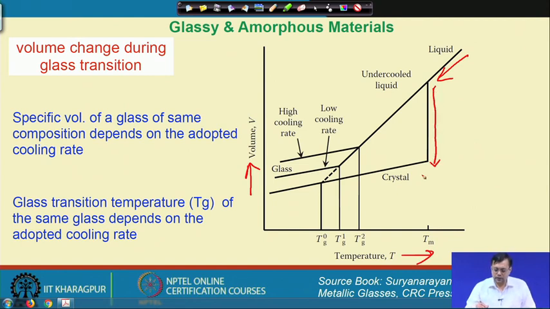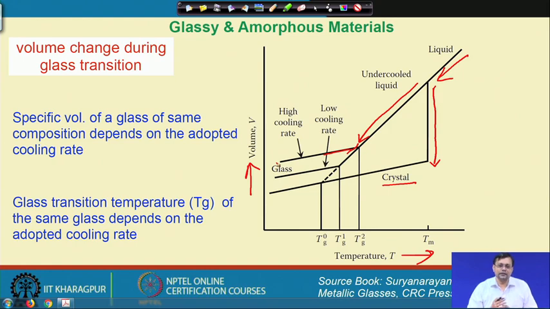So, here again there is a large volume contraction during crystal nucleation and growth, if solidification occurs through the crystallization process. However, if we bypass this crystallization, then definitely the specific volume decreases. However, at a transition temperature, that is called the glass transition temperature, the slope of the curve changes, and it further decreases.